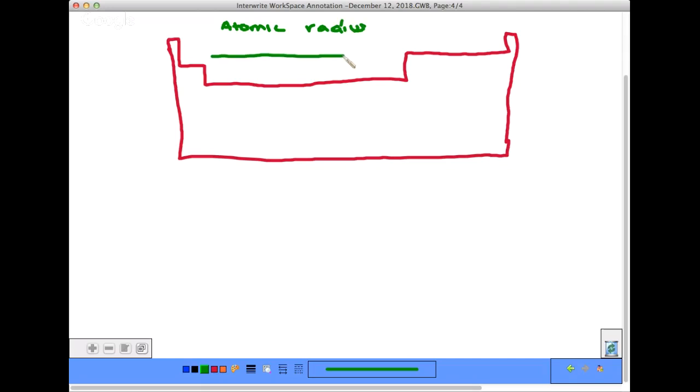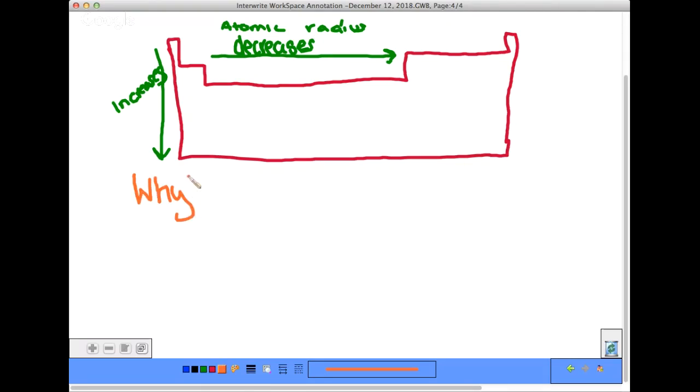What we see is that going across a period, the atomic radius decreases. And as we go down, what we see is that atomic radius increases. Now, if we want to explain why, and the why is the most important part, why do we see this?